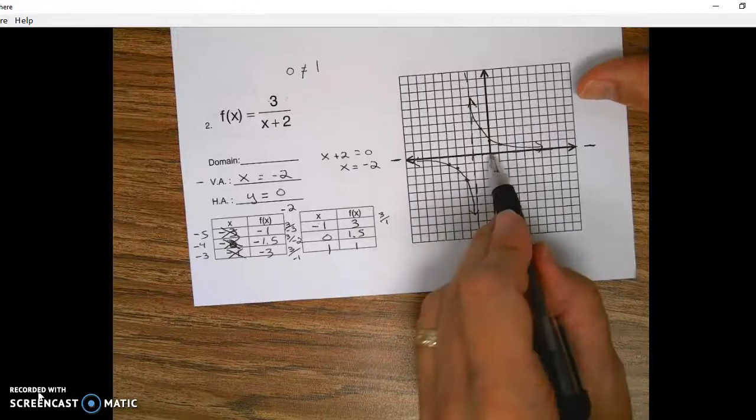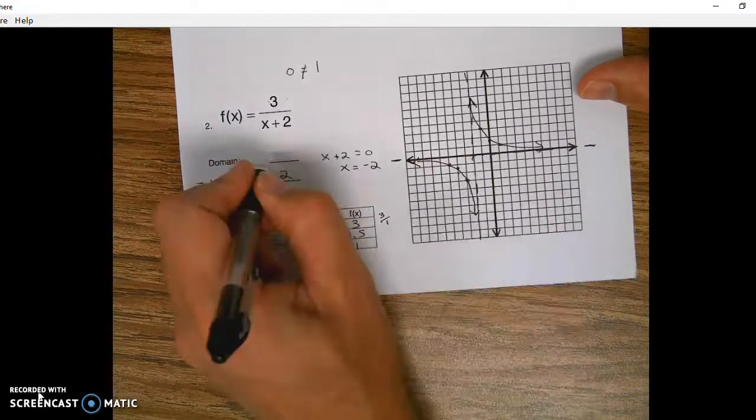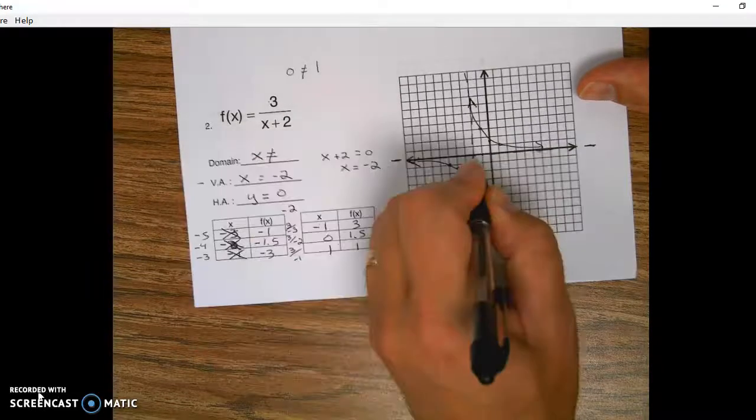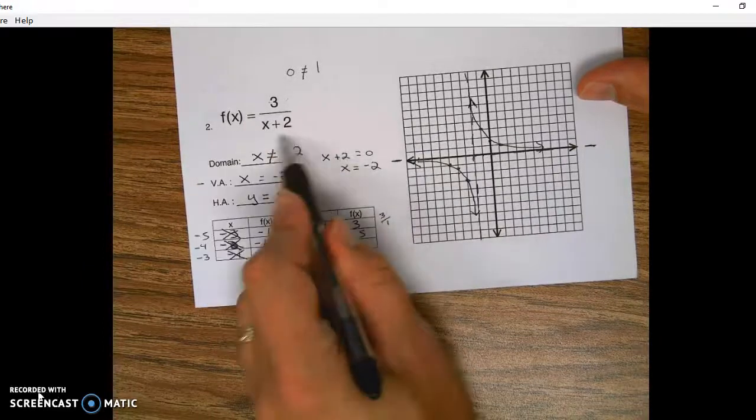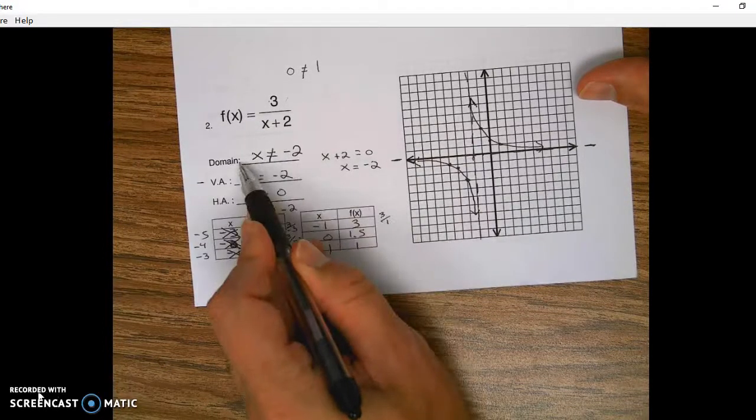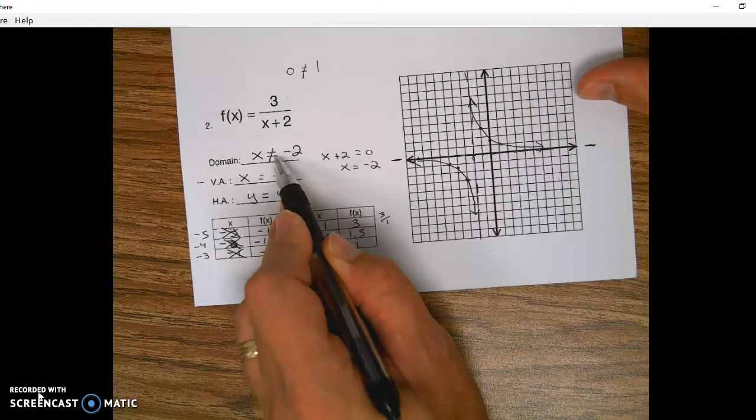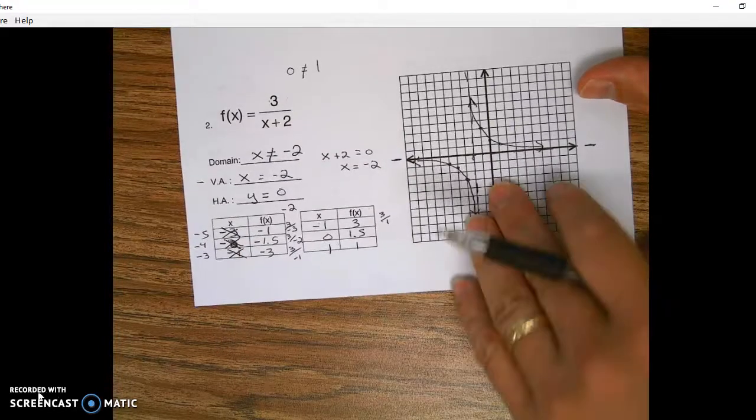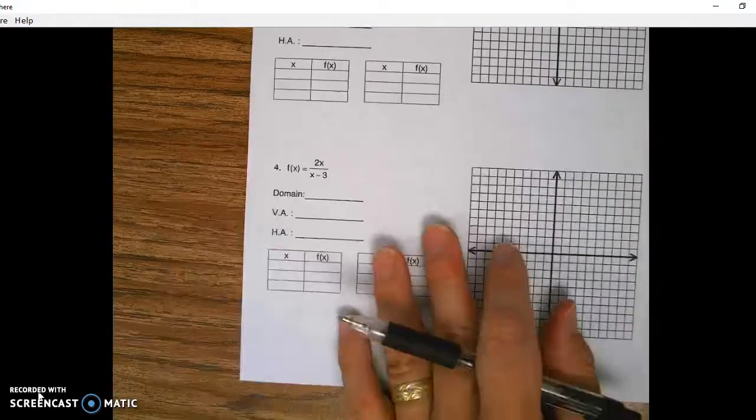Domain, I'm going to go ahead and just do it the easy way. X cannot be -2. The assumption here is that all other numbers work. This is the only one that's excluded from the domain. All right. Let's look at another one.